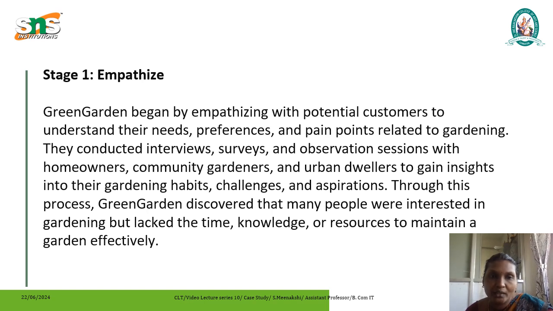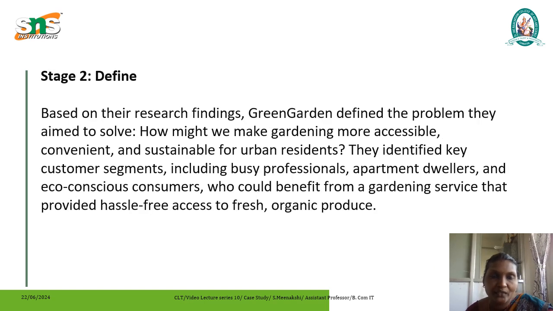In stage 1, empathize, Green Garden began by empathizing with potential customers to understand their needs, preferences, and pain points related to gardening. They conducted interviews, surveys, and observation sessions with homeowners, community gardens, and urban dwellers to gain insights into gardening habits, challenges, and aspirations. Through this process, Green Garden discovered that many people were interested in gardening but lacked the time, knowledge, or resources to maintain a garden effectively.